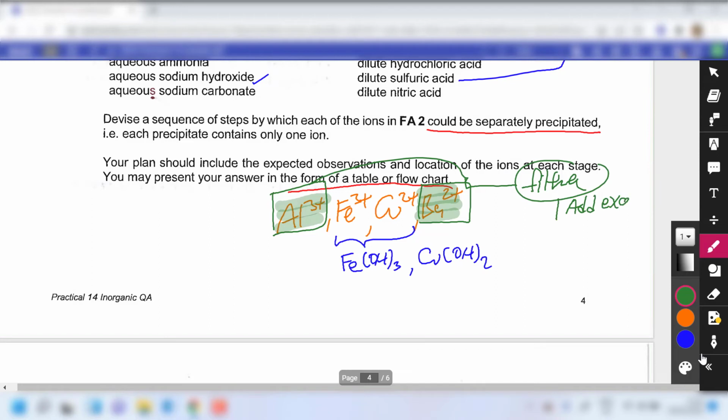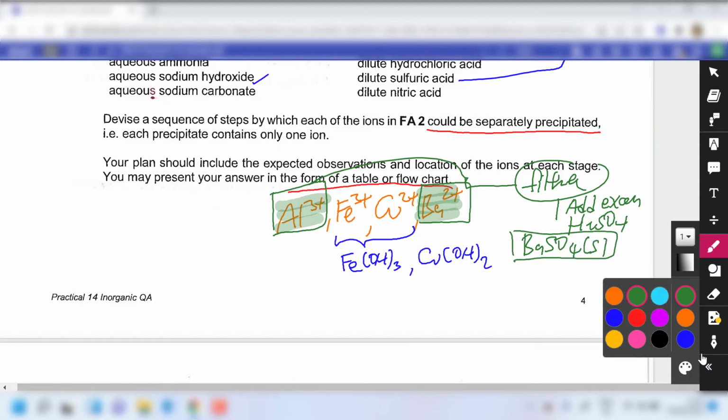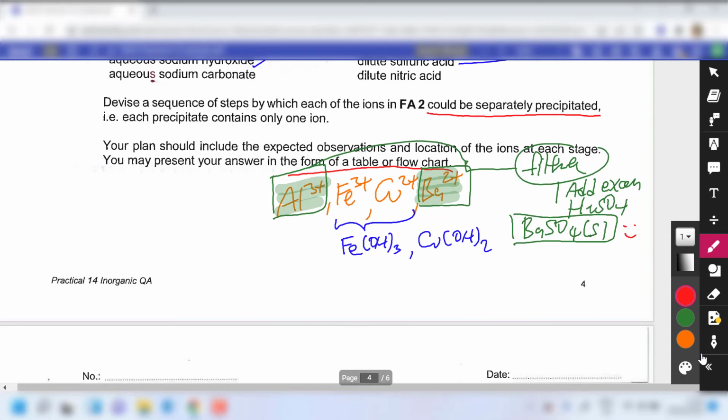So from here we can add excess sulfuric acid. Once we add excess sulfuric acid, barium 2+ will be precipitated out as barium sulfate. So in that case, barium sulfate will be separated. Al3+, or aluminate, will react with the excess acid, and in the process, we'll get back Al3+ aqueous, or you can write it as the hexaaqua aluminium 3 complex.